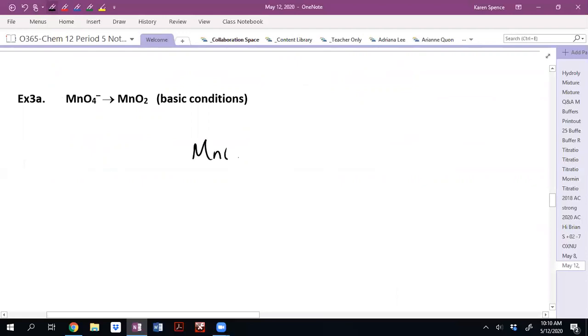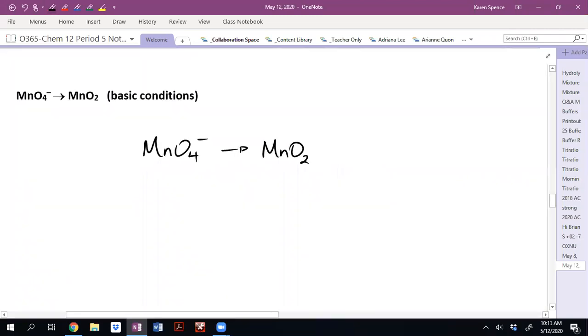So we have MnO4 minus goes to MnO2. Major, that's anything that's not oxygen or hydrogen. Look, they're equal. Mn, one on one side, one on the other side. Yay! Okay, so next comes oxygen. We have 4 oxygen on the left and 2 on the right. So we're going to need 2 waters over here to give us 4 oxygen on the right as well.